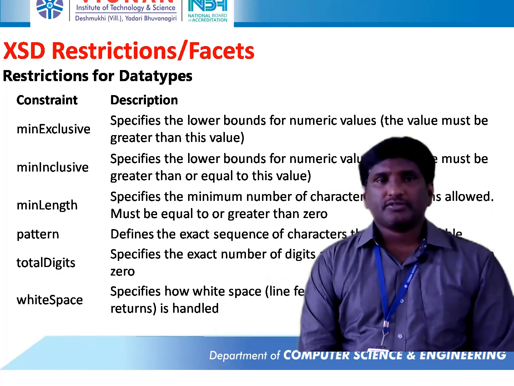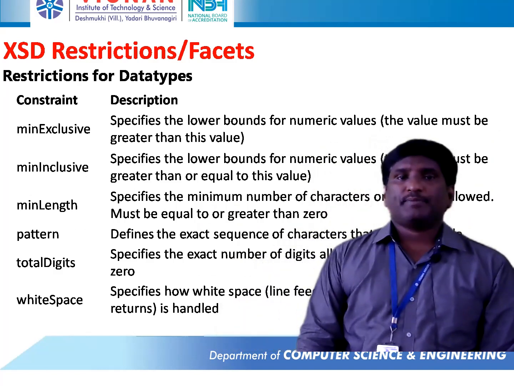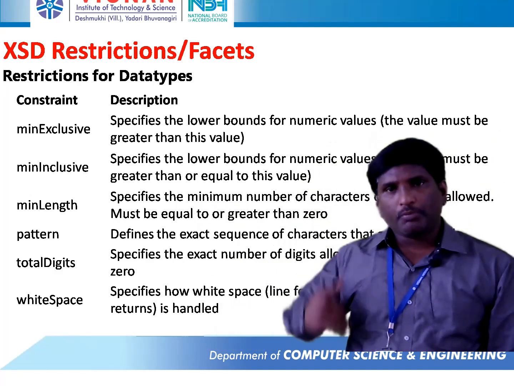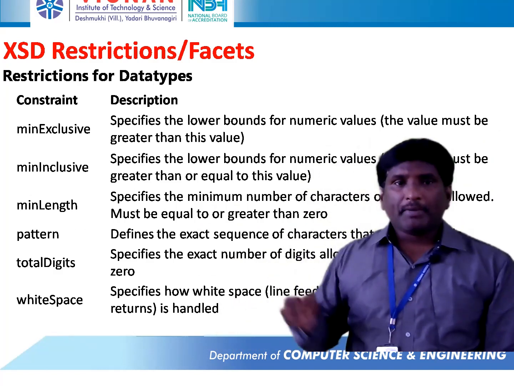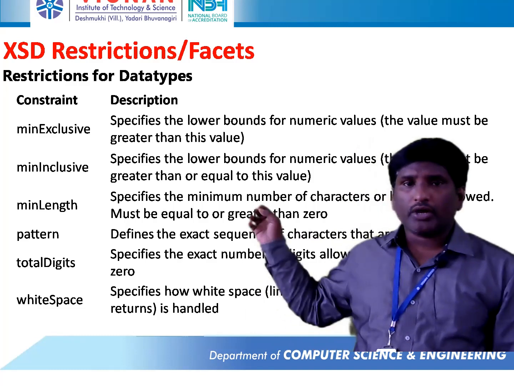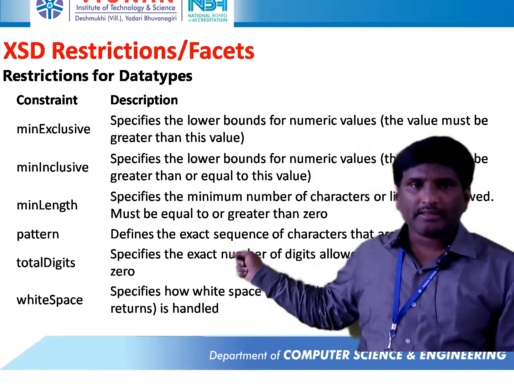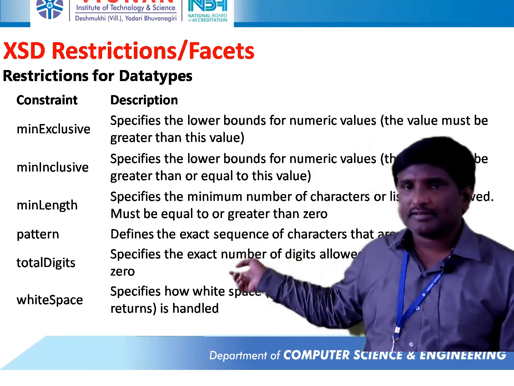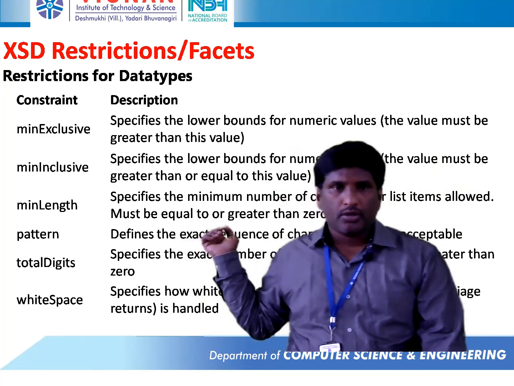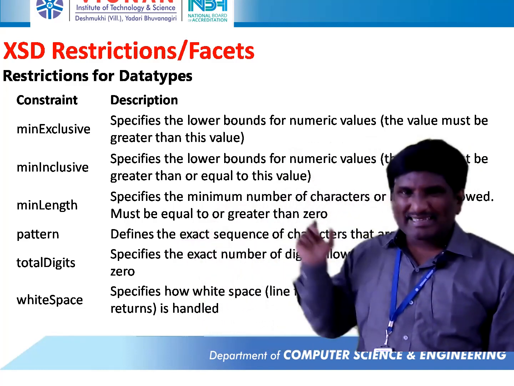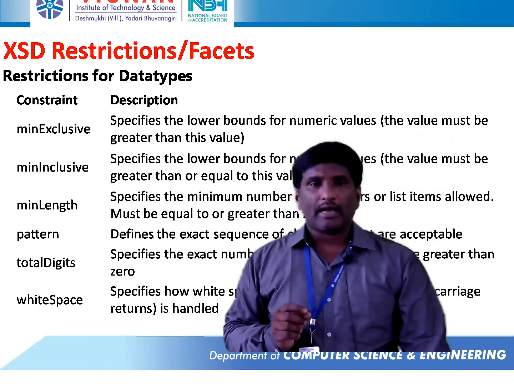These are the restrictions. And also one more constraint: minimum exclusive specifies the lower bounds of numeric values. The value must not be greater than this value. Minimum inclusive specifies the lower bounds for the numeric values. And minimum length, minLength, specifies the minimum number of characters that items should be allowed. Pattern defines the exact sequence of characters that should be matched, acceptable.